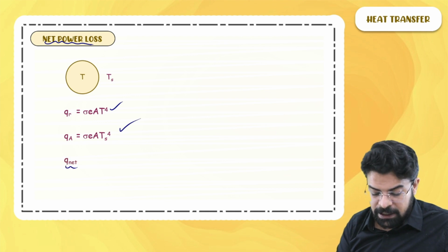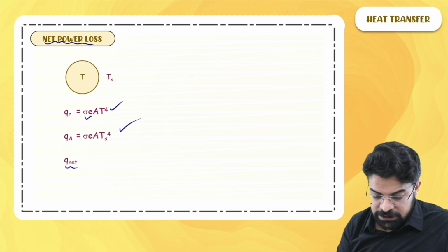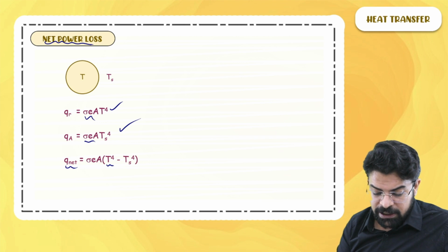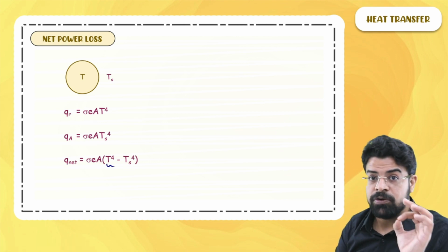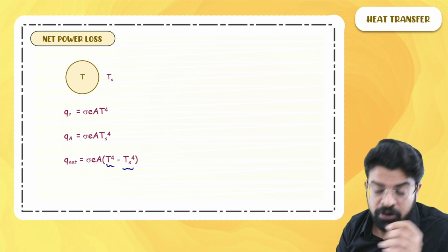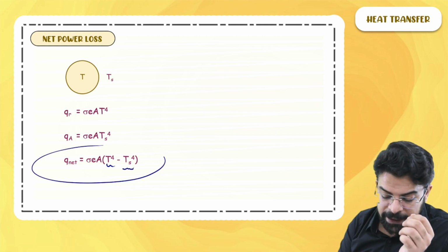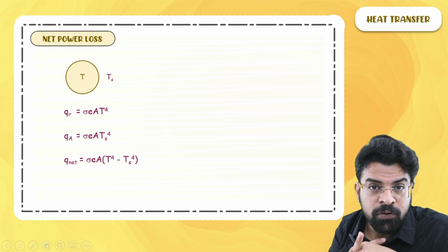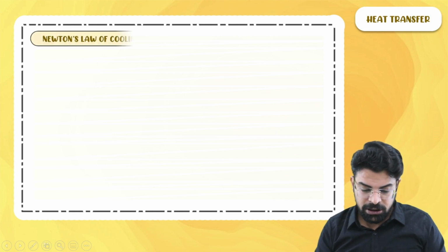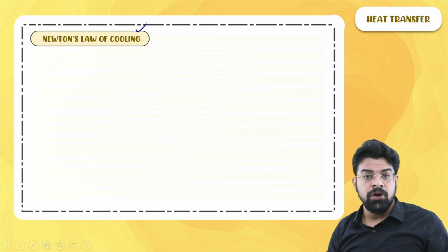So you will say the net heat exchange equals sigma E A times T raised to the power of 4 minus Ts raised to the power of 4: temperature of the body raised to the power of 4 minus temperature of the surroundings raised to the power of 4. And this particular idea is important because this is the father of Newton's law of cooling. How? Let's see. So now let's talk about Newton's law of cooling.